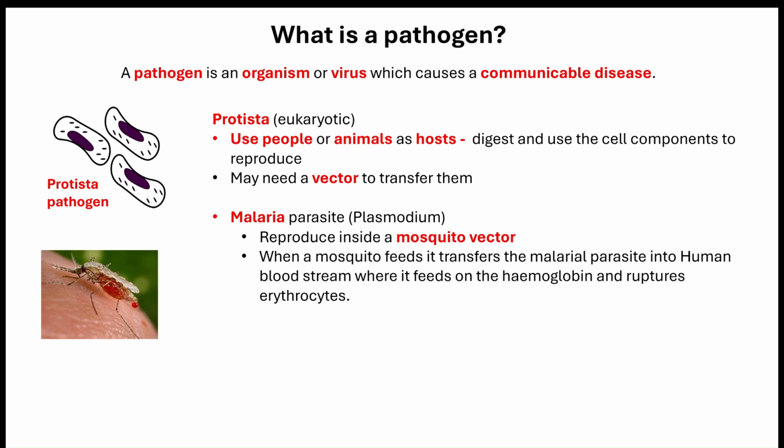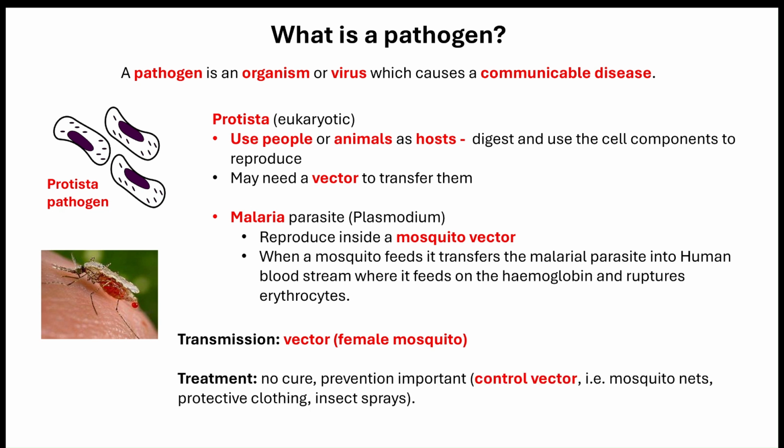It will then rupture your erythrocytes. So if it's going to rupture your erythrocytes and it has reduced your hemoglobin levels, you're not going to be able to transport oxygen as efficiently, which becomes a problem. So how is it transmitted? It's transmitted through that vector. So the vector is the female mosquito, and therefore the treatment is actually, there's no cure. It's important to prevent it. So the prevention is important through controlling that vector.